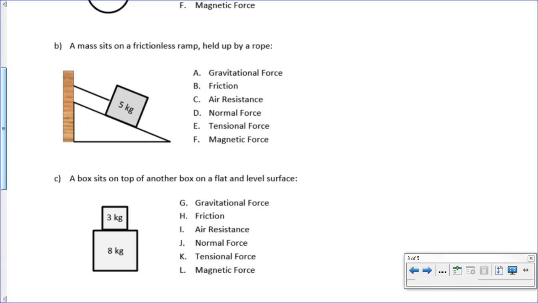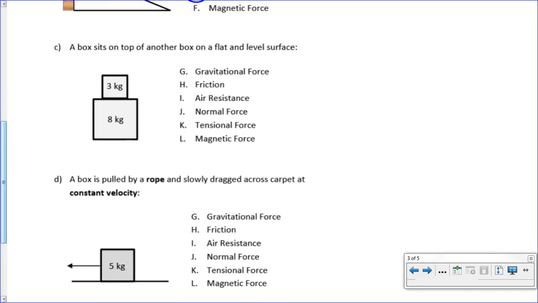For B, we've got a gravitational force again. There's objects of mass. They're going to be pulled down towards the earth. Friction, it says it's a frictionless ramp, so there's no friction. Air resistance only applies when an object is moving with a relatively high speed, and it has to have a relatively high surface area. Everything's at rest here, so no air resistance. Normal force. There are two surfaces in contact here. We have the surface of the bottom of the square and the surface of the ramp. So the box and the ramp are pushing off of each other with their surfaces, so there's a normal force there. There's a rope that's taut, so there's a tension force. There are no magnets, so there's no magnetic force.